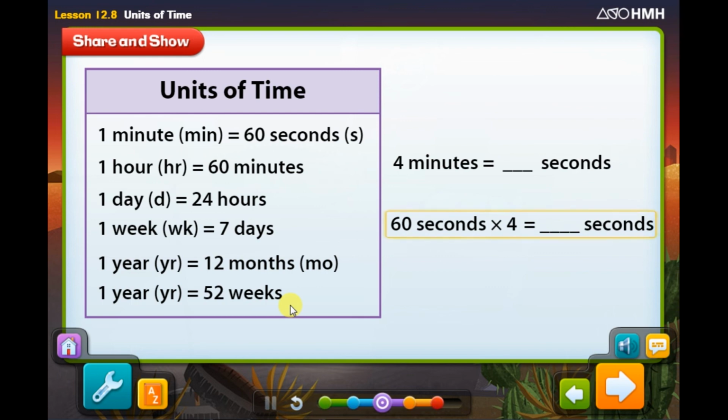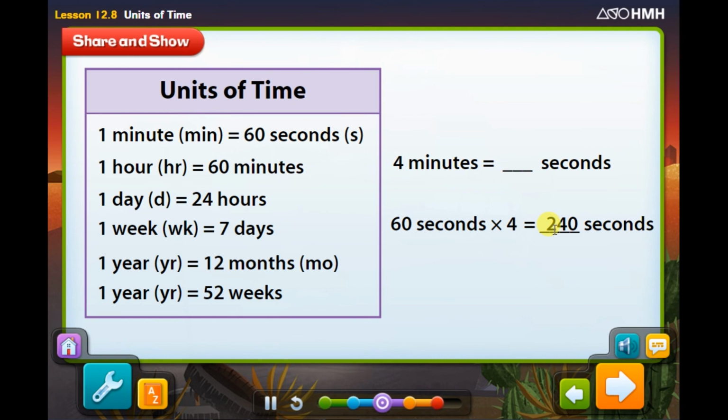So here I move from minutes to seconds, which means I multiply. Multiply 4 by what? What is the relation between minutes and seconds? The relation is 60. So we should multiply 4 by 60. Put the zero and multiply the remaining digits. 4 times 6 is what? 24. Right? So it will be 240 seconds. 60 seconds times 4 is equal to 240 seconds.